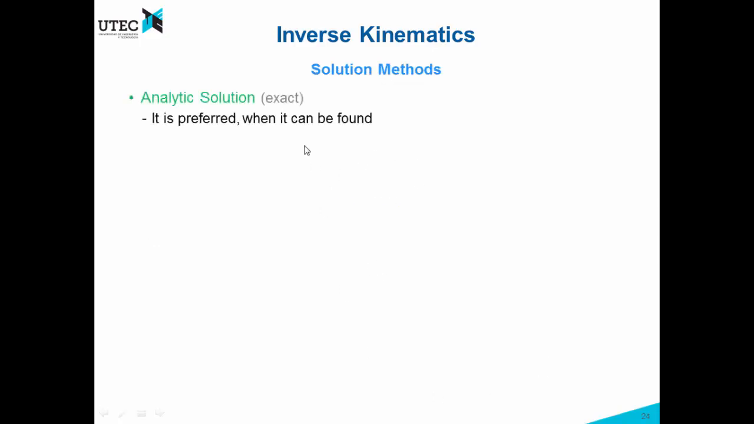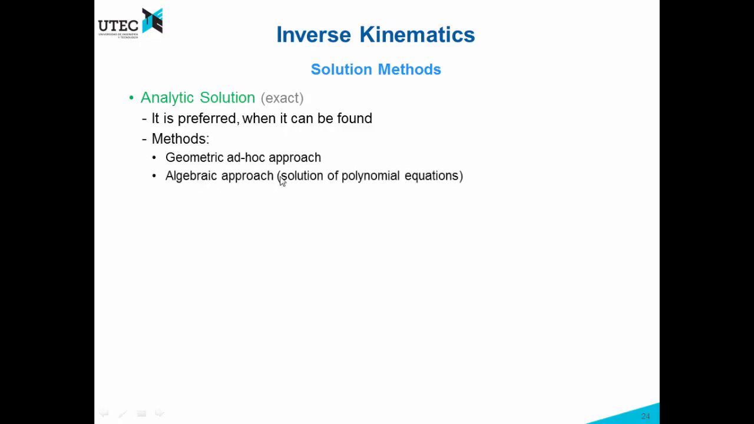So we have some solution methods. We have analytic solution, which is exact and which can be preferred when it can be found because it's fast. The methods can be some geometric ad hoc approach, some algebraic also ad hoc approach, which consists in solving several polynomial equations. We can do some systematic reduction approach where we multiply things with other matrices and we take the inverse in both sides and we do sort of things like that. At the end, this is also algebraic.